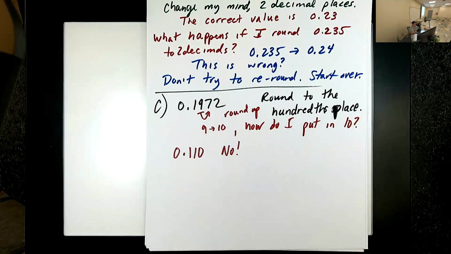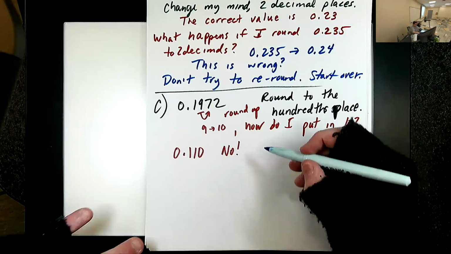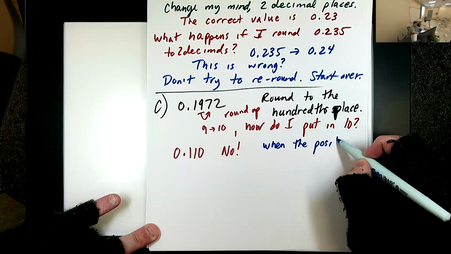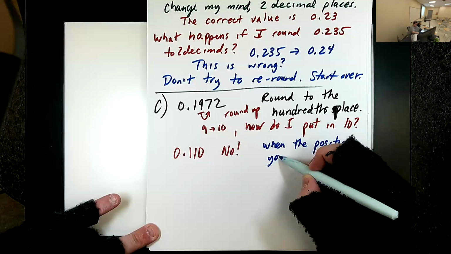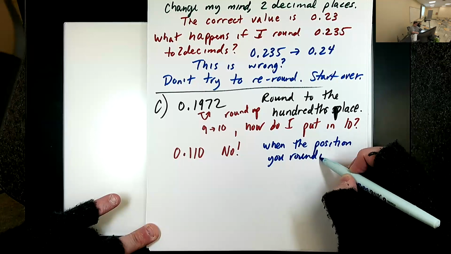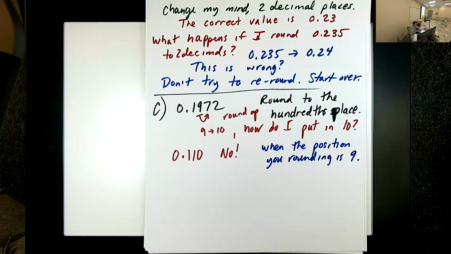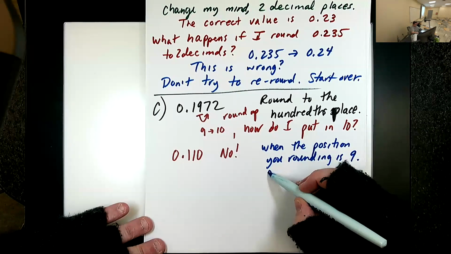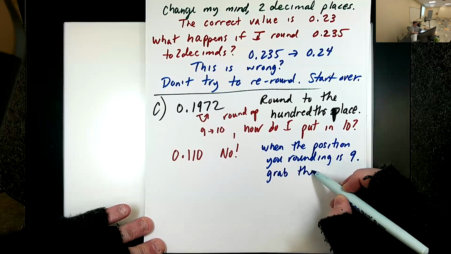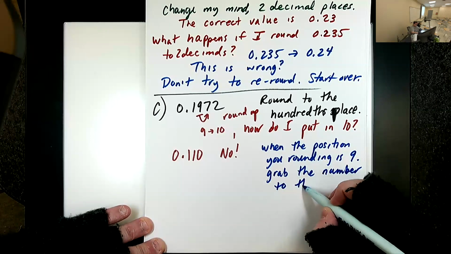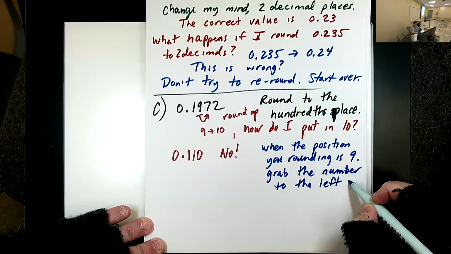So this happens when the position you're rounding is a 9. Grab the number to the left, and round.